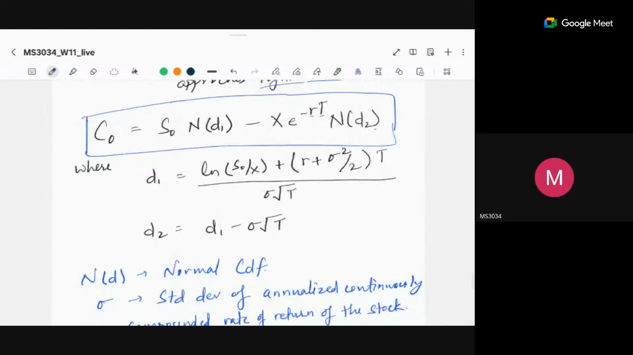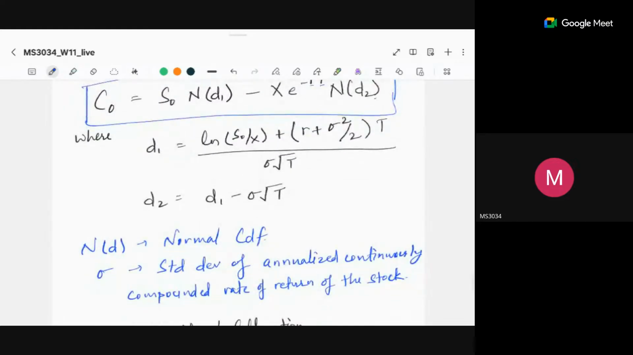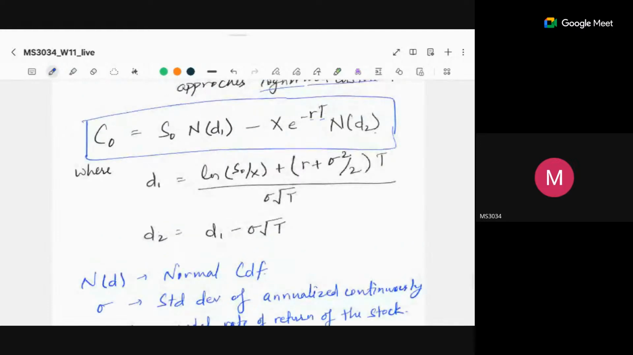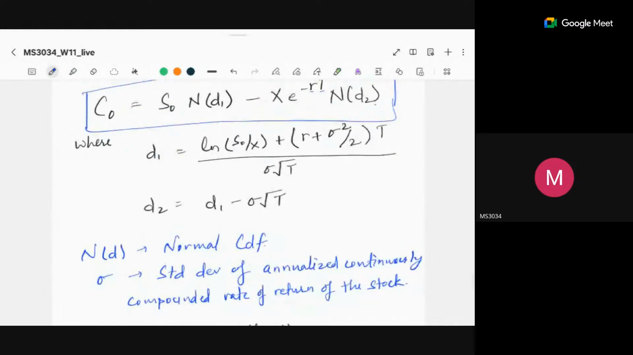where sigma is the standard deviation, or the volatility, of the return on the stock. Okay, and this capital N represents the CDF of the normal distribution. And D1 and D2 are these values. All other variables are the same, which we have described here.